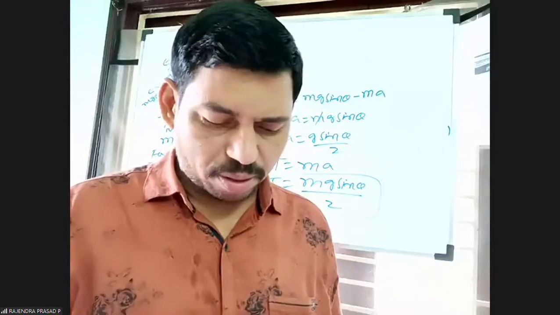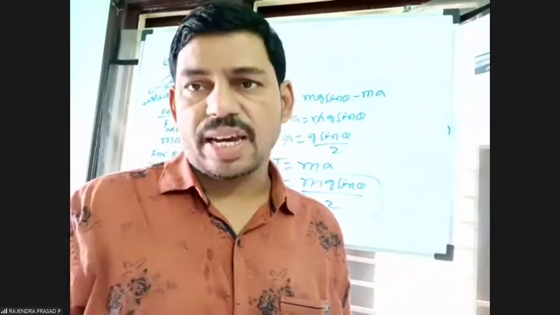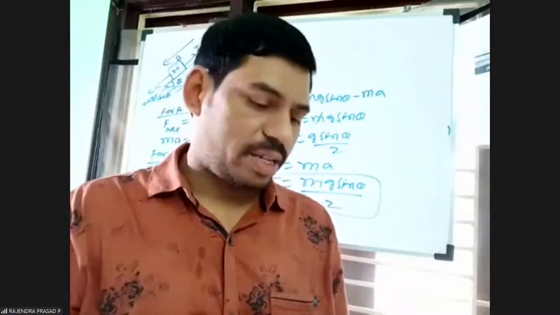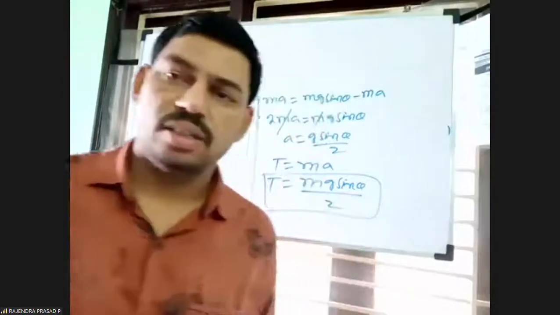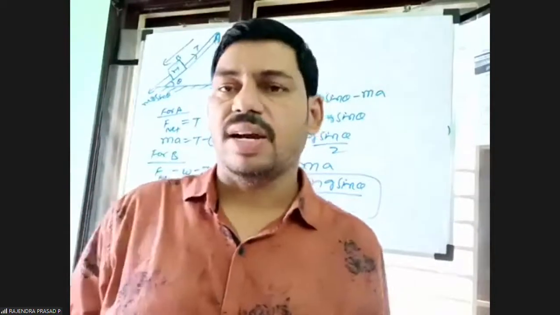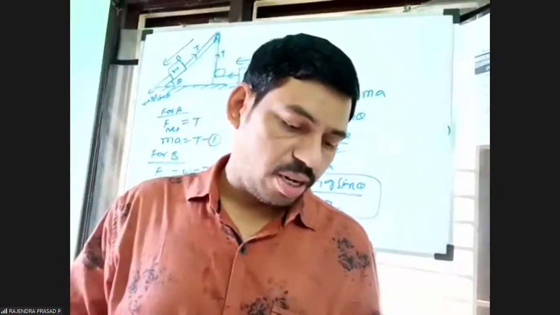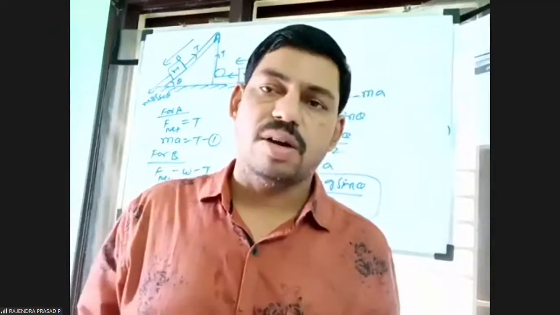I know, direct problem. Calculate A, which is equal to (M1 minus M2) by (M1 plus M2) into g. S equal to half A T square. S value, 2 meters, is given. g value 10. Calculate the T square value.